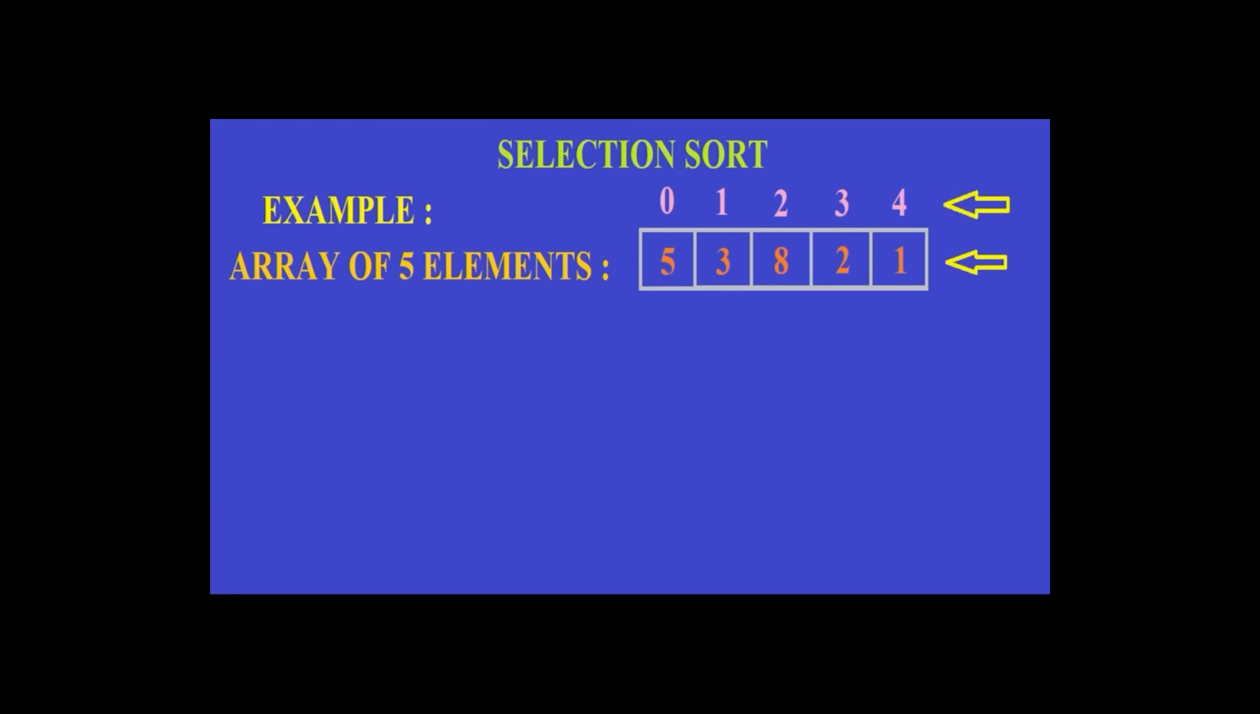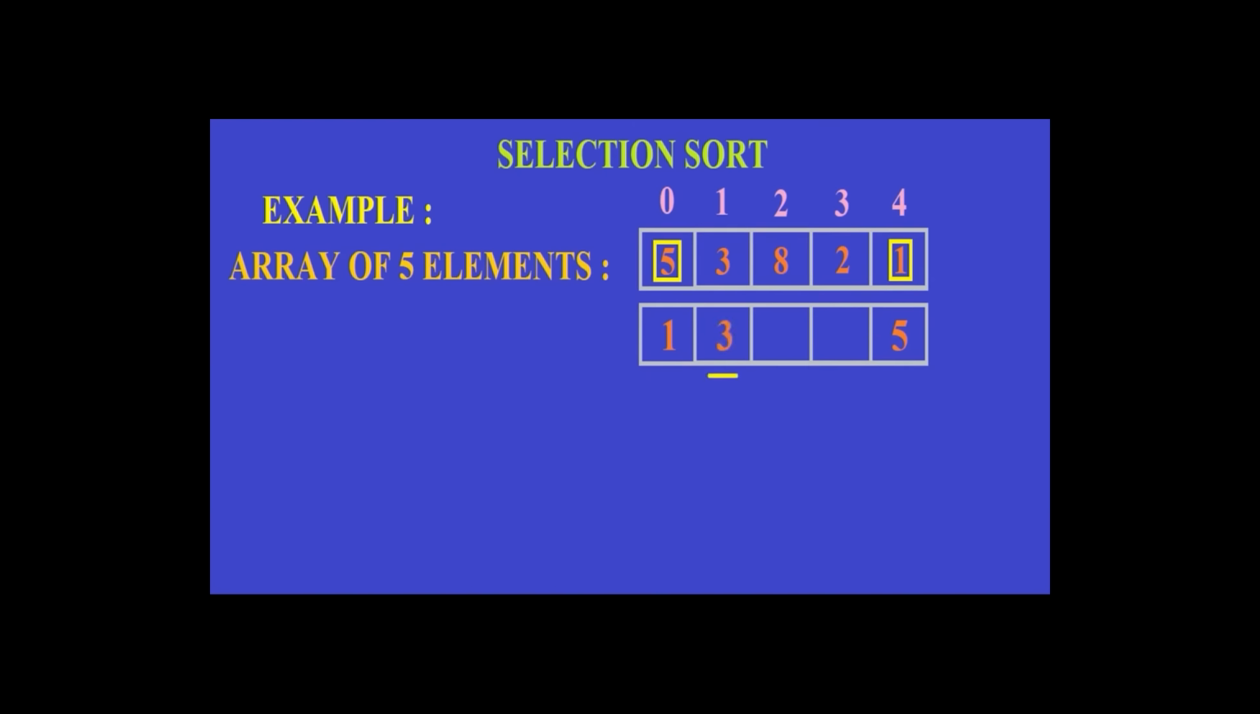In this example, we can see that we have 5 elements and their indexing is from 0 to 4. At index 0, the element is 5, so it will be selected and then the smallest element in the array will be chosen. As we can see, the smallest element in this array is 1. Now, these two elements will be swapped and 5 will go to 1's place and 1 will go to 5's place. Now, we will have a new array. At index 0, we have 1, then 3, 8, 2, and at index 4, we will have 5.